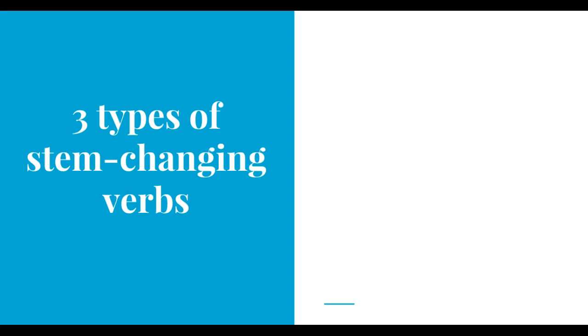There are three types of stem changing verbs: E to IE verbs, O to UE verbs, and E to I verbs. This simply means in an E to IE verb where you see the E, we're going to change that to an IE when we conjugate the verb. O will change to a UE in conjugations. And for the other type of verb, the E will change to an I when the verb is conjugated.